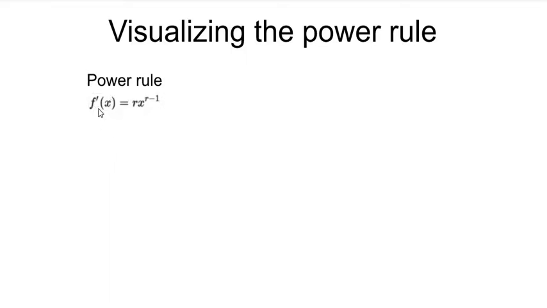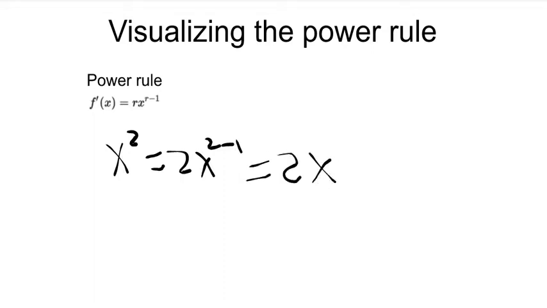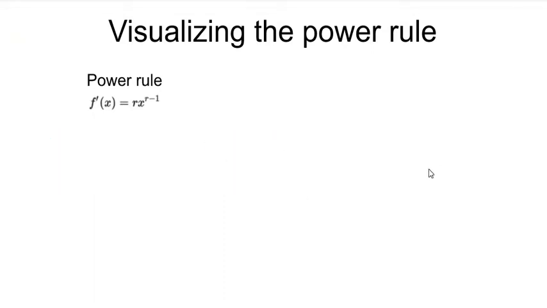The derivative of f of x is equal to r x to the r minus 1. So if it was something like x squared, 2 is r, so it would be 2x to the second minus 1 power, which would be 2x. Easy, right? But what does this mean? Where was this derived from?